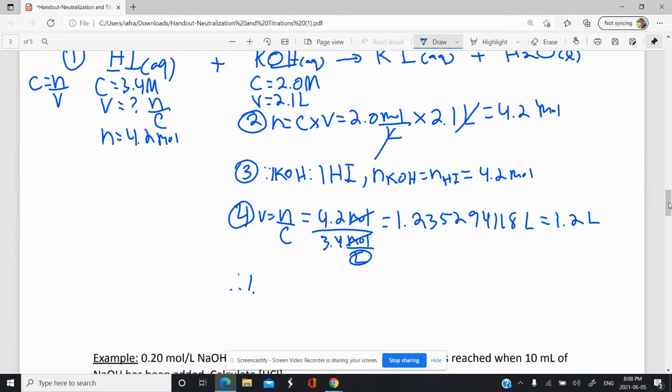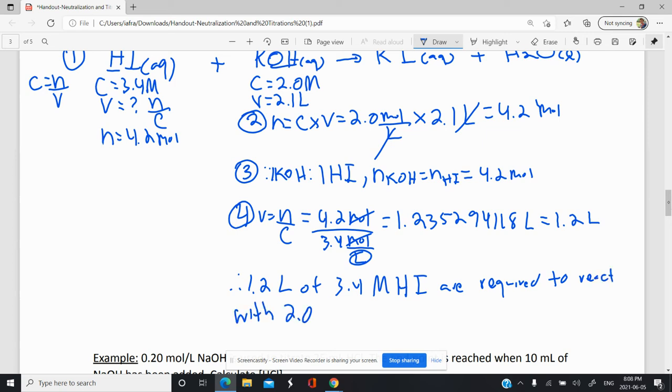So you'd have your therefore statement. Therefore, 1.2 liters of 3.4 molar HI are required to react with 2.1 liters of 2.0 molar potassium hydroxide to equivalence point, basically to that neutralization point.